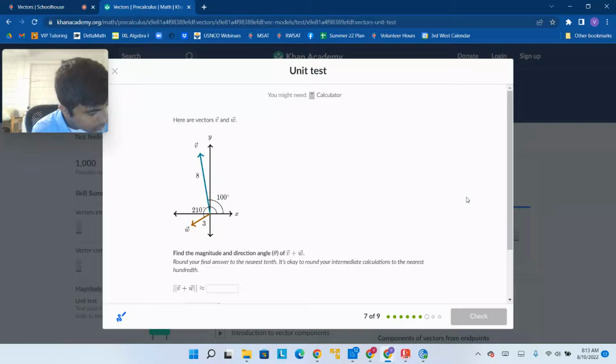10 degrees for this angle inside. 10 degrees. Now, something you might notice here is that the degree is actually in between the vector and the y-axis, which is going to mess things up. Well, it's not really going to mess things up. It just means we have to do it a different way.